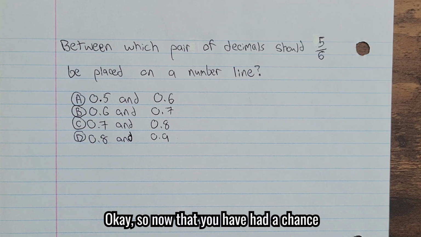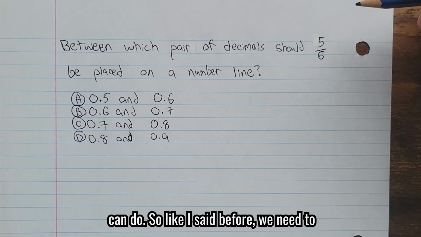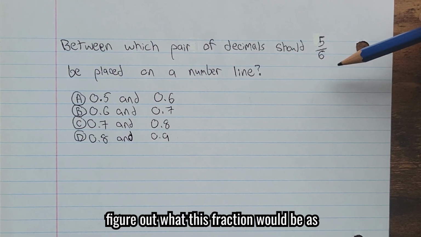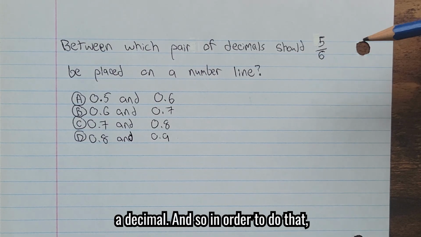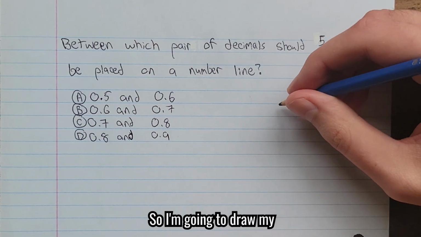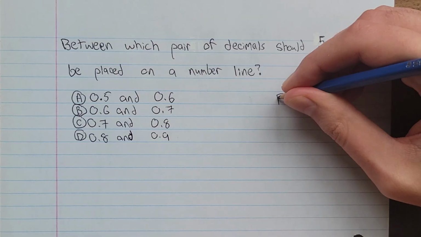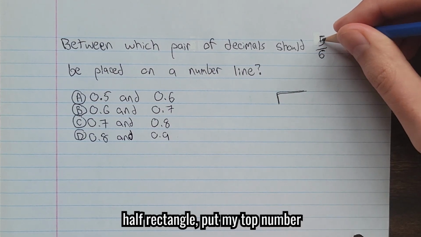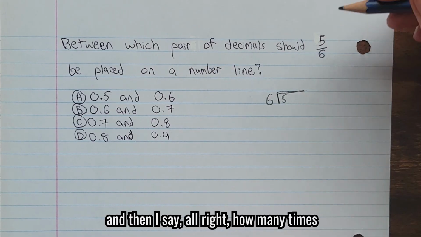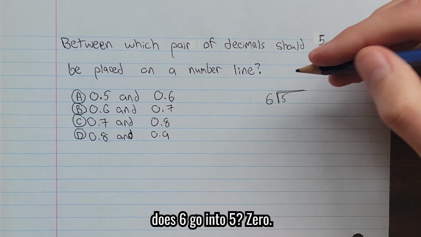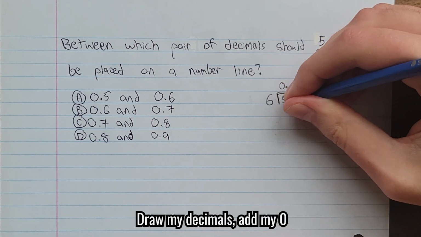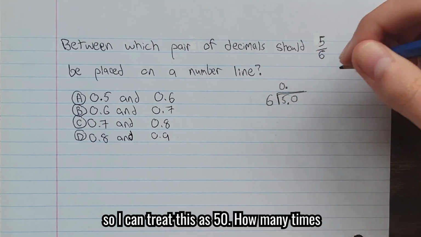Okay, so now that you have had a chance to try it on your own, let's see what we can do. Like I said before, we need to figure out what this fraction would be as a decimal. In order to do that, we are going to do long division. So I'm going to draw my half rectangle, put my top number inside, my bottom number on the outside, and then I say, all right, how many times does 6 go into 5? 0. Draw my decimals, add my 0 so I can treat this as 50.